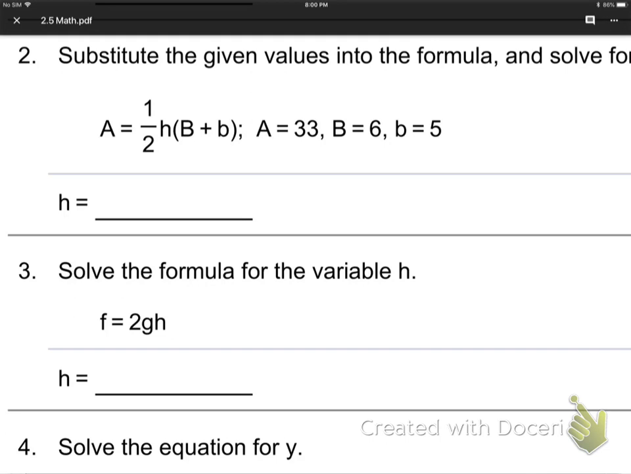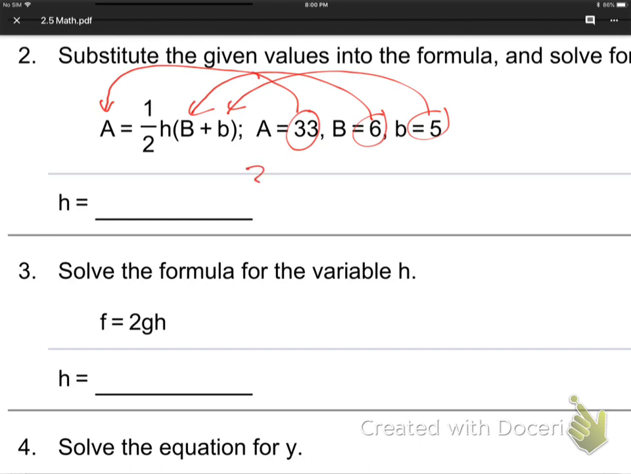Okay, so basically we're going to plug everything in. The 33 will go right there, and the B is there, and the little b is there. So we'll get 33 equals 1/2 H times 6 plus 5. Good so far? I just plugged everything in.